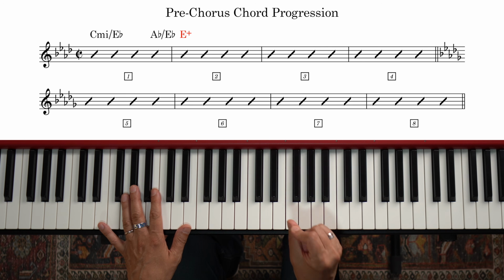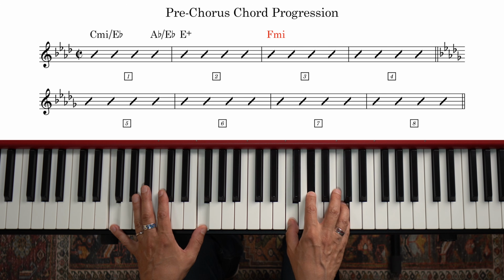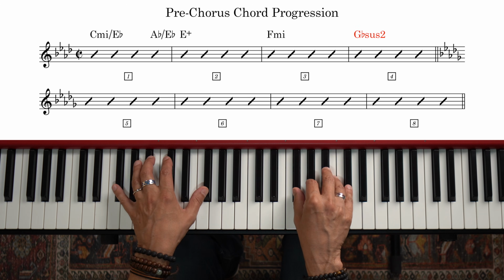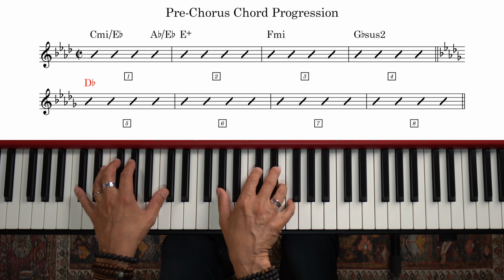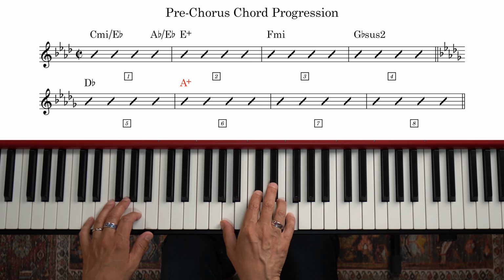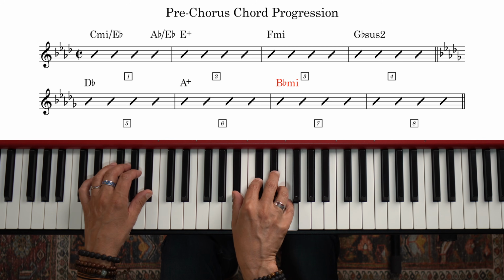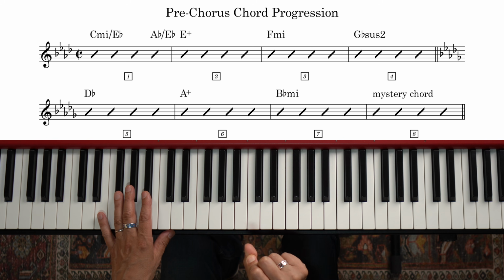Alright, in bar 2 of the pre-chorus we have E augmented, followed by F minor, and then G flat sus2. The second half starts on D flat major, then we got A augmented and B flat minor. And then in the last bar of the pre-chorus, we get a mystery chord that we'll talk about in a minute. Okay, so how do we explain all this harmonic weirdness?